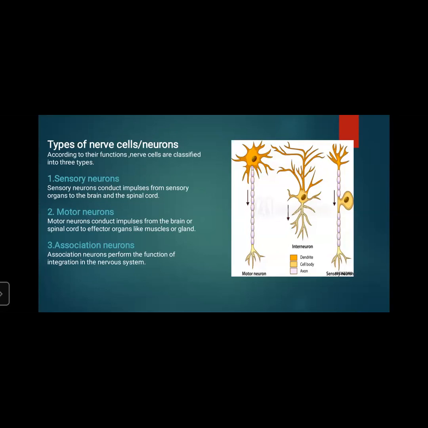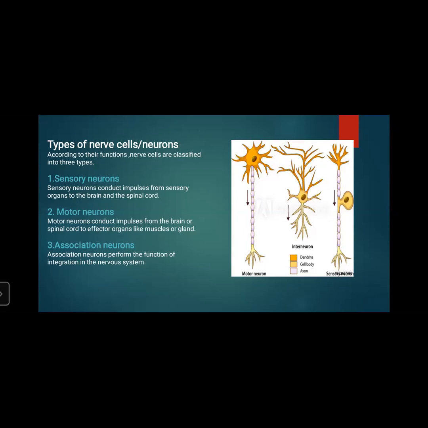Types of nerve cell or neuron. According to the function, nerve cells are classified into three types: sensory neurons, motor neurons, and association neurons. Sensory neurons conduct impulses from sensory organs to the brain and spinal cord. Motor neurons conduct impulses from the brain or spinal cord to effector organs like muscles or glands. Association neurons perform the function of integration in the nervous system.